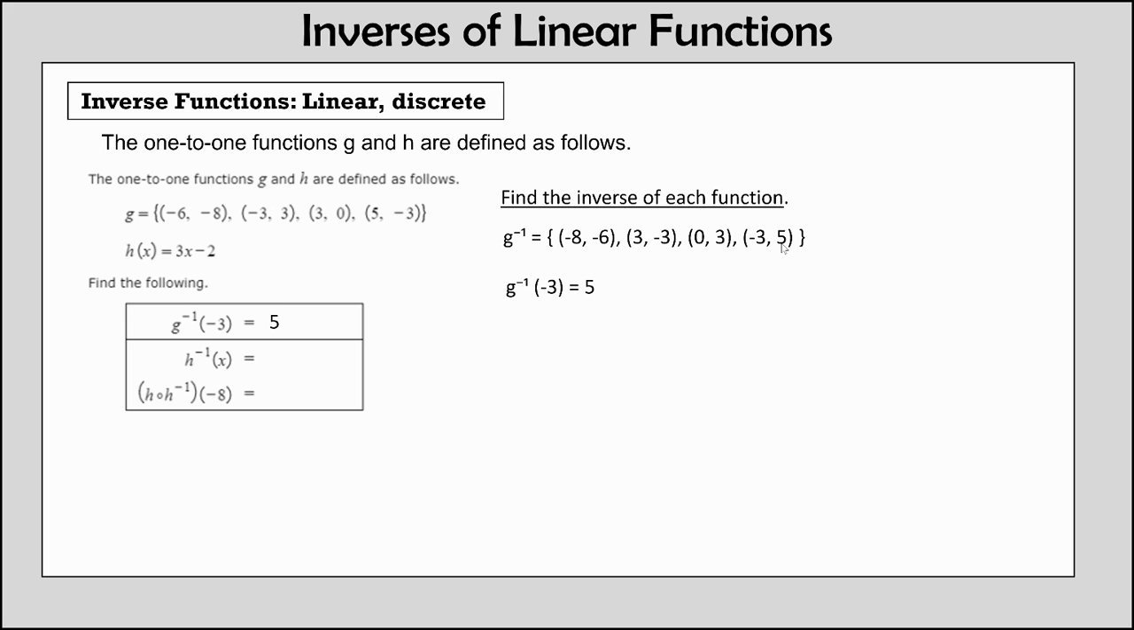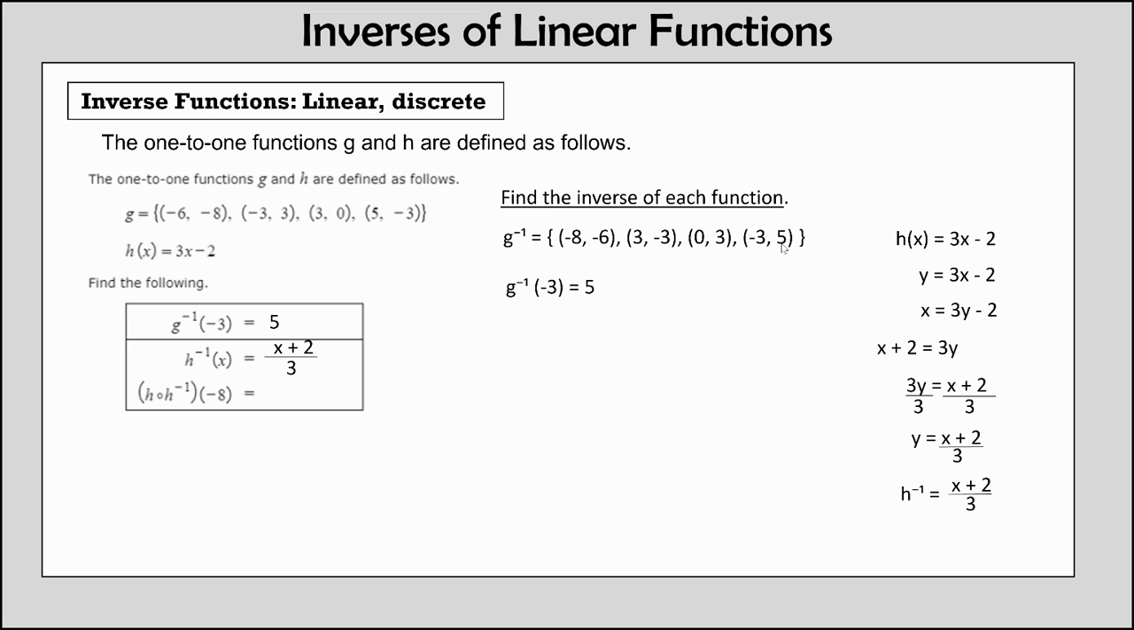Now find h inverse of x. We'll start with h of x. Replace h of x with y. Interchange x and y. Solve for y. I'm going to add 2 to both sides. Interchange the sides. Divide both sides by 3. And I'm going to leave it like that. And then the last step is to replace my y with h inverse. So the h inverse of x function is x plus 2 over 3. Go over to your answer and put that in.